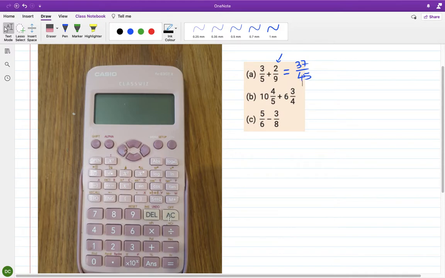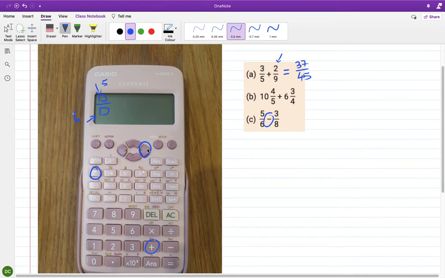I'm going to jump to C because that's the same. Okay? So again, you're going to hit your fraction button, which will bring your fraction up here. You're going to put your 5 in here and your 6 in here. Use your right hand arrow to get out before you hit your plus so that the plus goes in the middle. Oh, it's actually not a plus. Sorry, it's a minus.